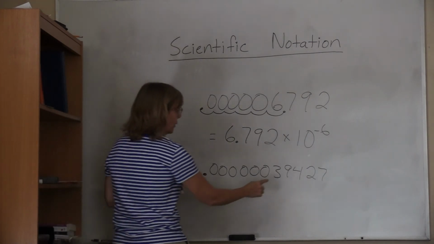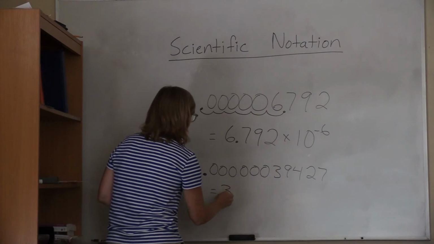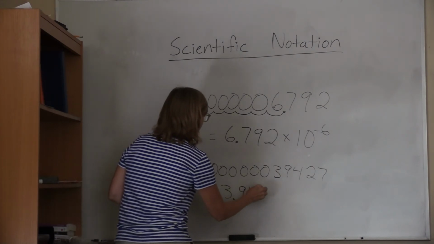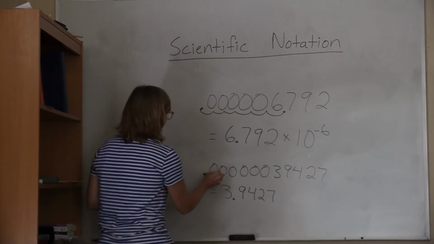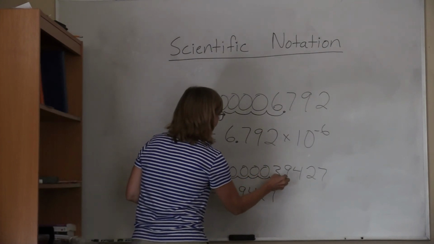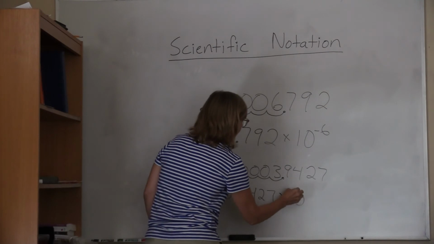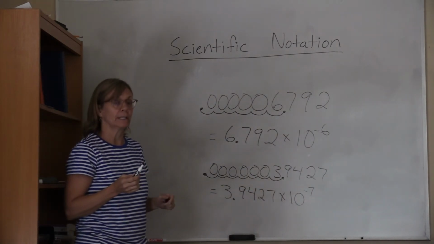The decimal is going to go with 1 digit to the left. So I'm going to have 3.9427, okay? 1, 2, 3, 4, 5, 6, 7. I moved it 7 places. And remember, we're talking microscopic, less than 1, so it's 10 to the negative 7.